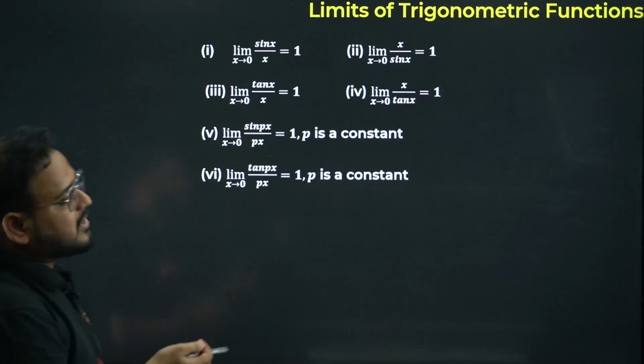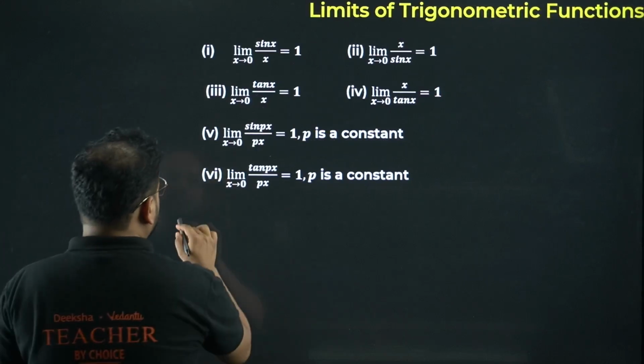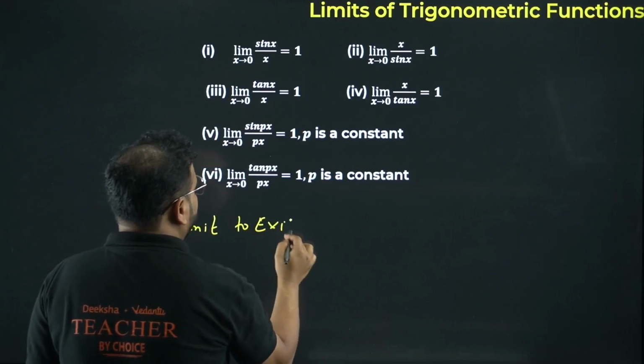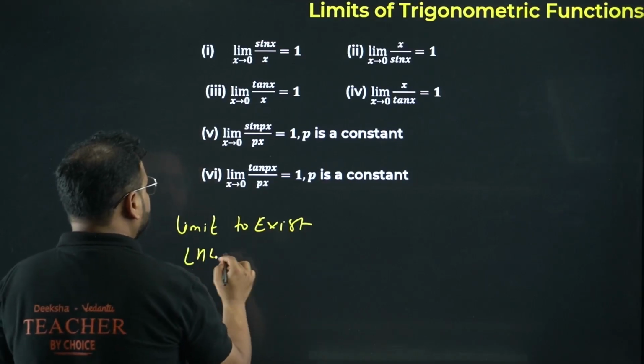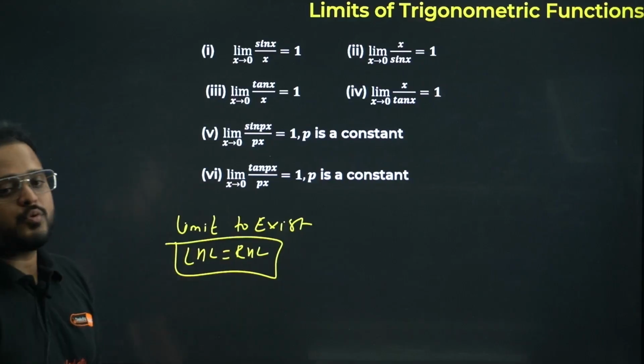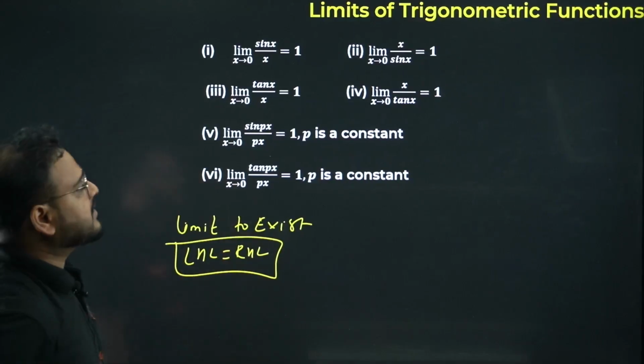Okay, because for the limit to exist, what do we say? We say LHL equals RHL. Have a look at some trigonometric function limits.